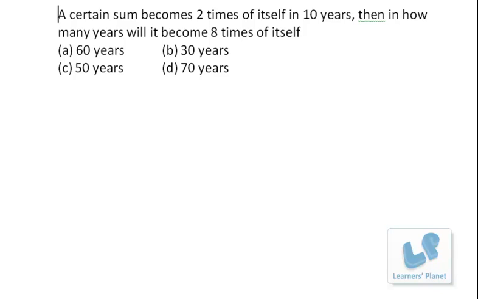Now let's discuss this problem. A certain sum becomes 2 times of itself in 10 years, then in how many years will it become 8 times of itself? Friends, let's assume the principal to be P, and the sum is getting 2 times of principal. That means SI is equal to P. That is, simple interest is P. And the simple interest P is for 10 years.